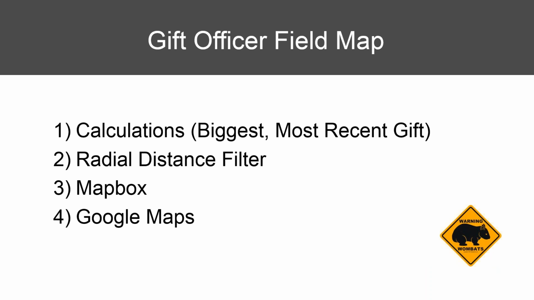So the gift officer field map, the idea behind this is that it's going to be something gift officers can use when they're in the field to go and visit constituents. It's going to have some parameters for them to search on, things like the biggest gift the constituent has given, and things related to where they are, because it's a map, so distance away and things like that. And we're going to connect this to Mapbox and to Google Maps for directions as well.